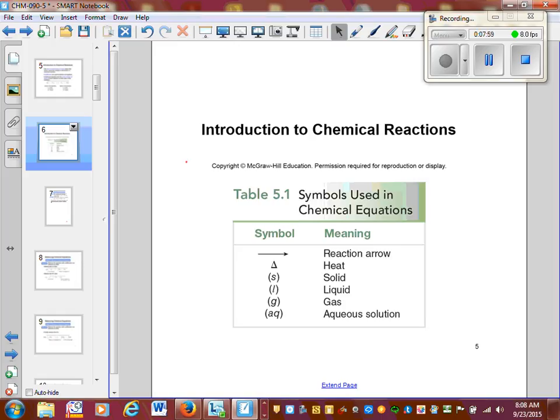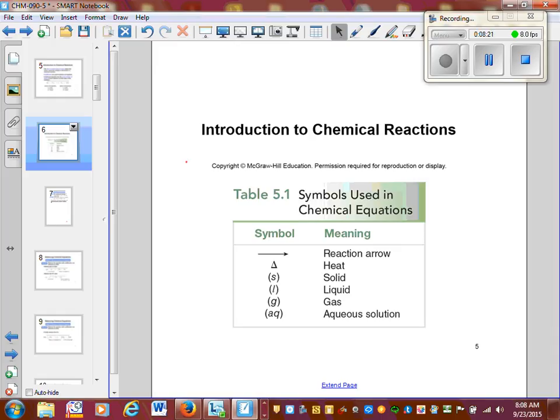So, we have symbols we put in chemical equations. Okay, the arrow is the reaction arrow. That tells you what direction we're going. The little triangle means we're heating it. Then we have the states of matter, solid, liquid, gas. If you see aq in parentheses, that means the stuff is dissolved in solution.